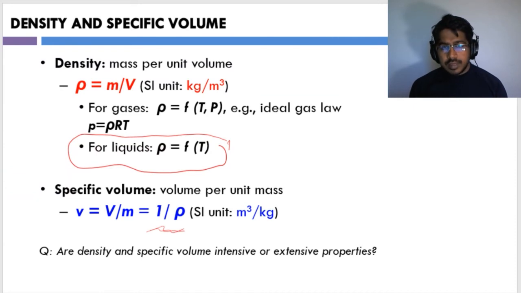And throughout this course, we'll be using SI units. So wherever you see density or specific volume, you are safe to use kilograms per cubic meter for density, and cubic meters per kilogram for the specific volume, right?